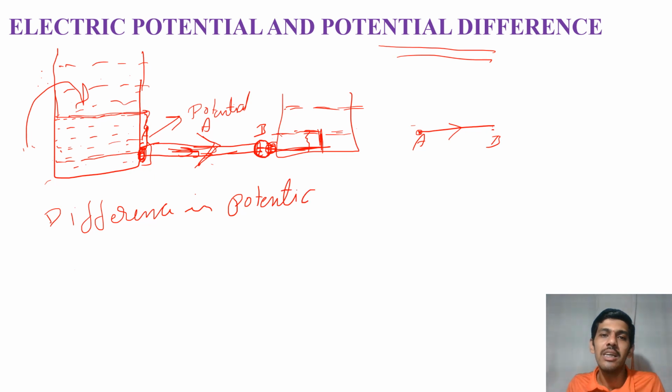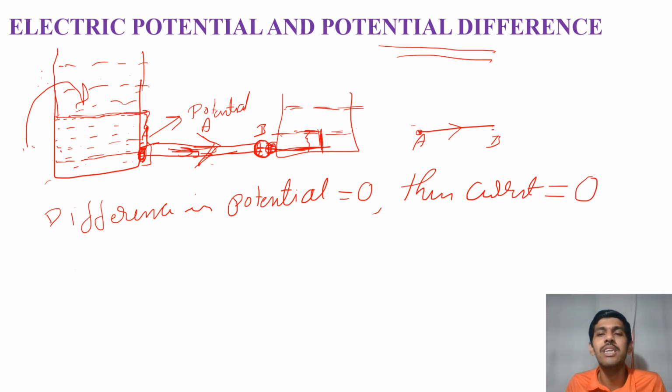potential is equal to 0, then the current is also equal to 0. Then that means there is no current at all. So how do we define this potential and potential difference?